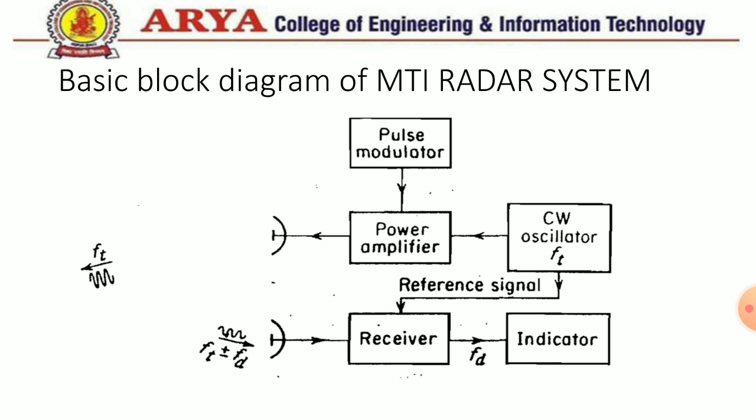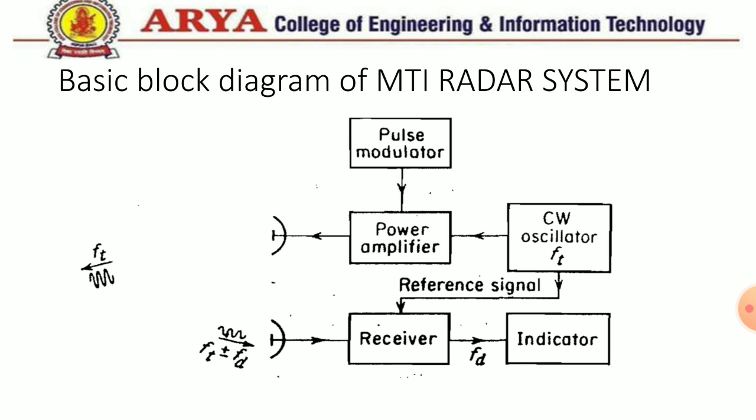So ultimately, we send a signal from the transmitting section with frequency ft, and there will be a target which is in motion. Based on the motion of the target we will receive a signal having frequency ft plus fd. Here fd is the frequency drift, which happens because of the motion of the target.